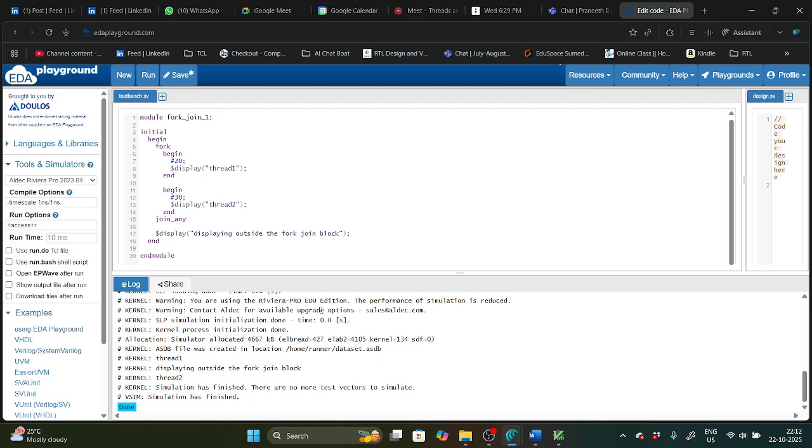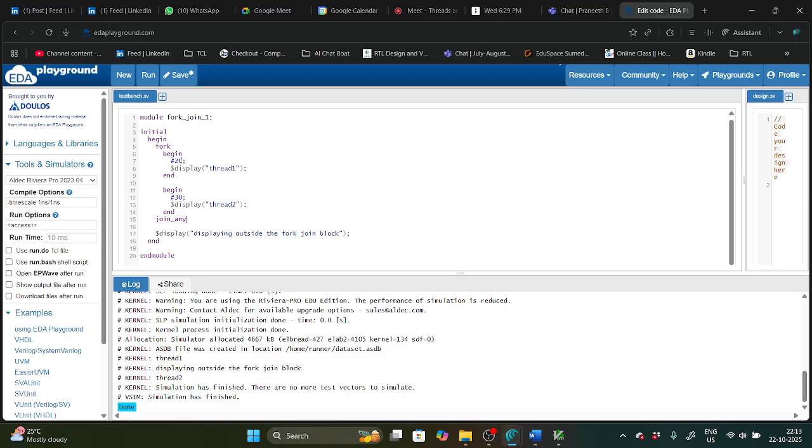So fork join any is nothing but, depending on the delay, first thread one is executed, and next the display outside the fork join block is executed, and then thread two is executed. Okay, so that means it will not follow any least timing path, it just executes. So first thread one is executed, and next the display outside the fork join will be executed.